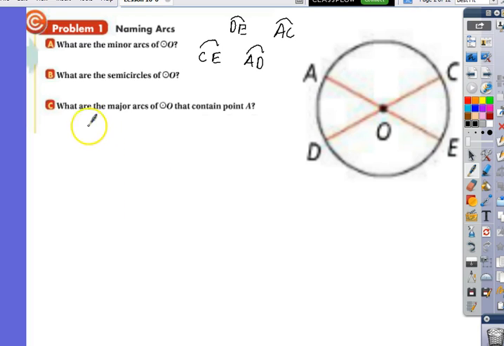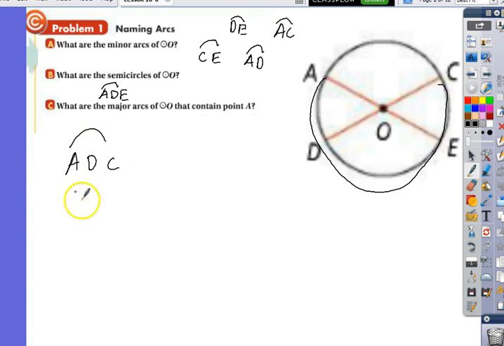All right. If I were to do a semicircle, let's say I wanted the bottom half of this, my semicircle would be arc ADE. And if I wanted to label a major arc, let's say I wanted this distance right here, I would do arc ADC, or I could do arc AEC. Any questions about how to identify or label an arc?